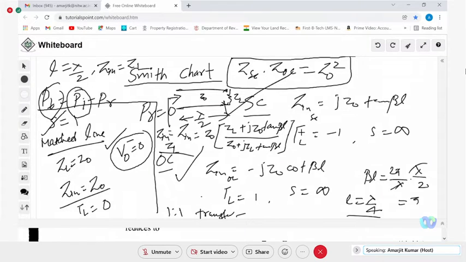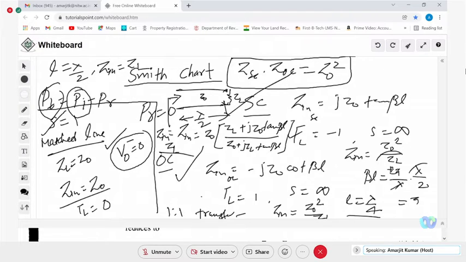Again use this formula, tan beta into L. So now beta L will be equal to pi by 2. Tan pi by 2, you know, that is infinity. So what will be Zin for this type of quarter wave transmission line, quarter wavelength line? So Zin will be equal to Z0 square divided by ZL.